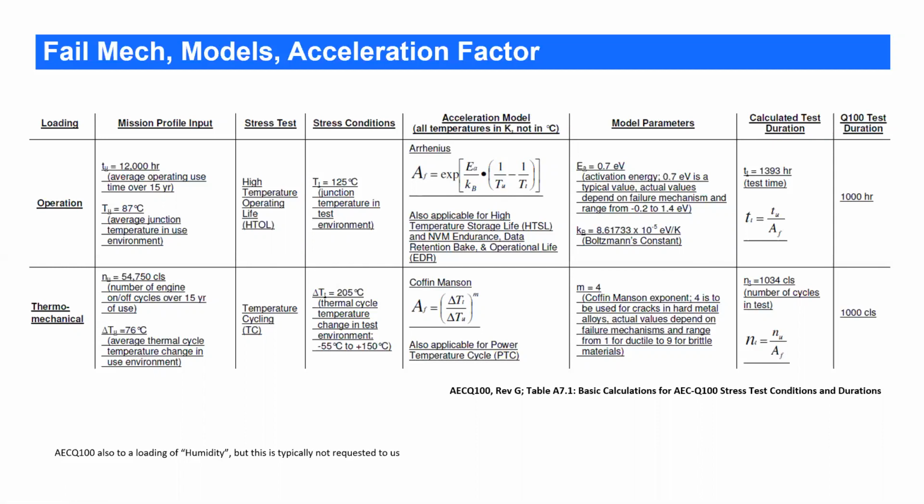Again, you calculate an acceleration factor. You put it into similar formulas here, and you end up in a representative stress. In this case, about 1,000 cycles at this temperature delta, 76 C. And again, the IEC Q100 defines 1,000 cycles to be done.